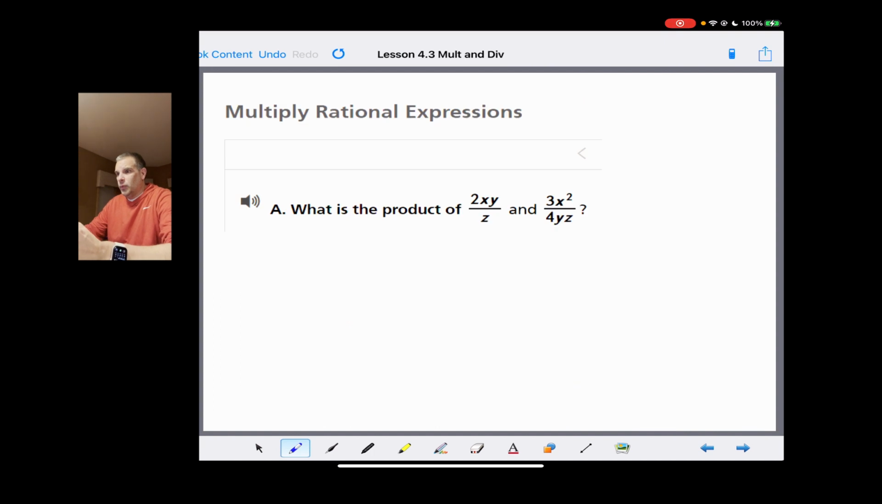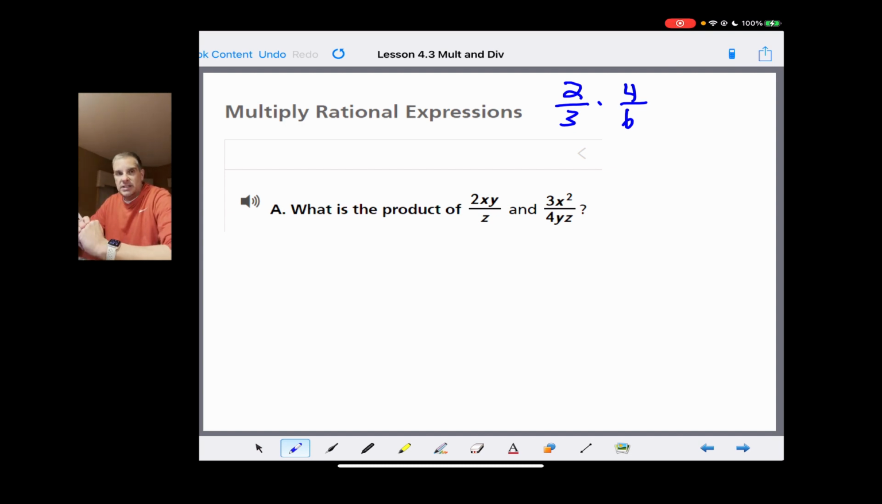Today then, what we want to concentrate on is multiplying rational expressions and how we go about multiplying rational expressions. Now, rational expressions are fancy fractions. So when you multiply fractions, say that I had something like 2/3 times 4/6. There's a couple different ways you could do it.